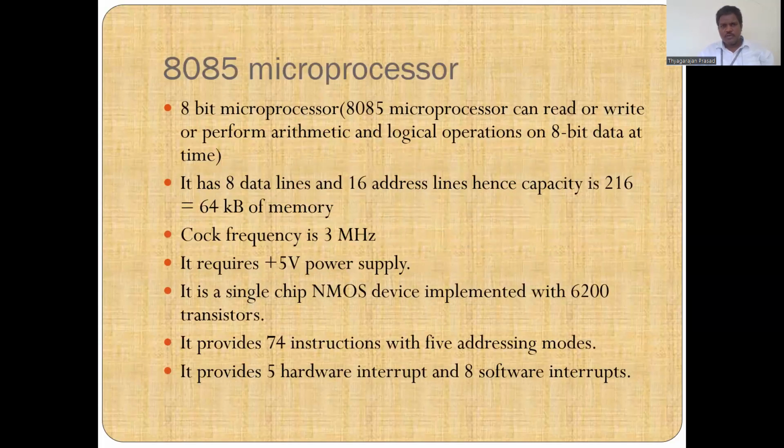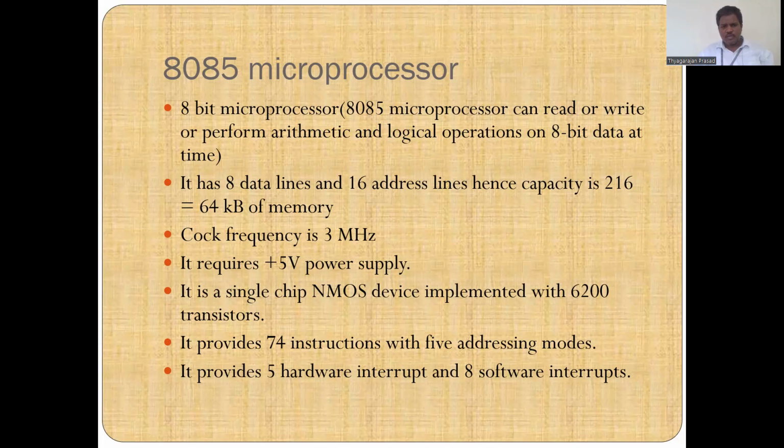The features of the 8085 microprocessor. It is an 8-bit microprocessor that can read or write and perform arithmetic and logical operations on 8-bit data. It has 8 data lines and 16 address lines. Hence, the capacity is 2^16, or 64 kilobytes, of memory. Clock frequency is 3 megahertz. It requires a 5 volt power supply.